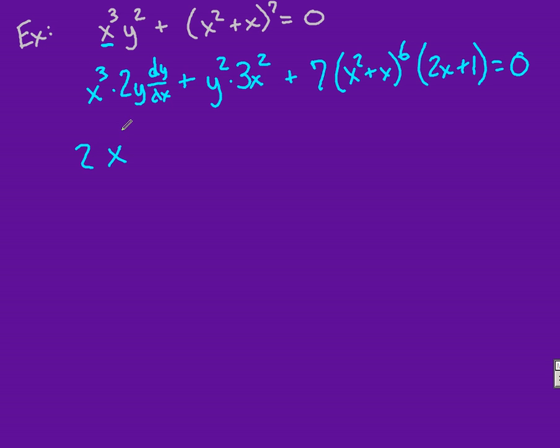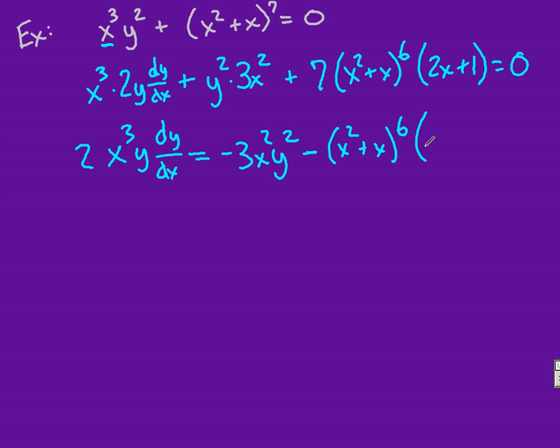So this will be 2x cubed y dy/dx. I've simplified it. Will equal, on the other side, this will become a negative 3x squared y squared, because x will come before y. And then the second term will be minus, we'll say, x squared plus x to the 6th power, and I'll distribute that 7 in here, make it 14x plus 7.